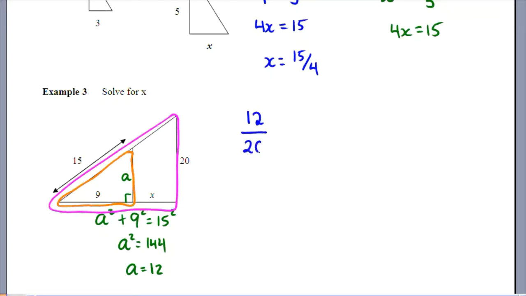I'll go to the big triangle. So I went orange to pink, and I'll go back to the orange. The 9 corresponds to, now just be careful. It needs to be the whole bottom side of the pink, because the 9 was the bottom of the orange. Well, the whole bottom of the pink would be actually 9 plus x. Okay, this will work fine. Cross multiply and we'll get there. We're going to have 12x plus 108 when I do that first cross, is equal to the 20 times the 9, which is 180. And this solves pretty quick.